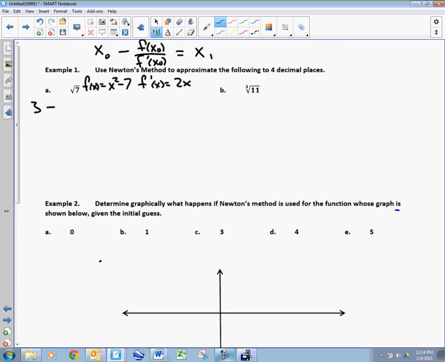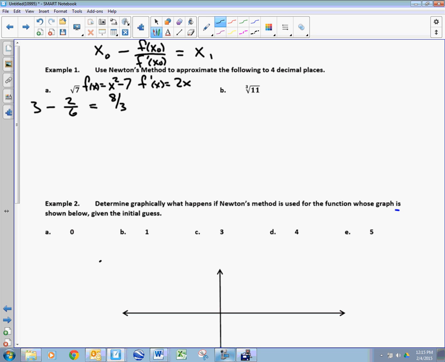So 3 minus f of 3, which is 2. How'd you get that? 3 squared is 9, minus 7 is 2. Everybody agree with that? 2 over 6. So 3 minus 1/3 is 2 2/3, or 8/3.